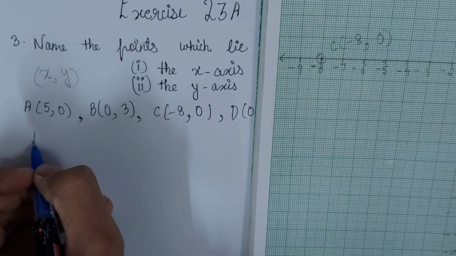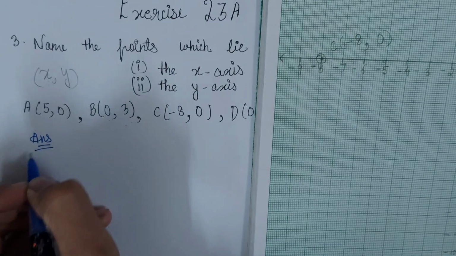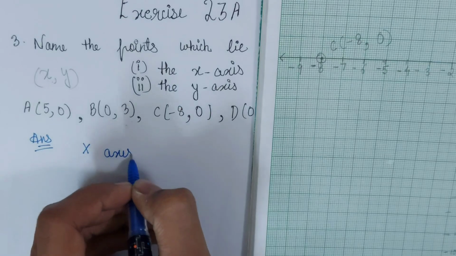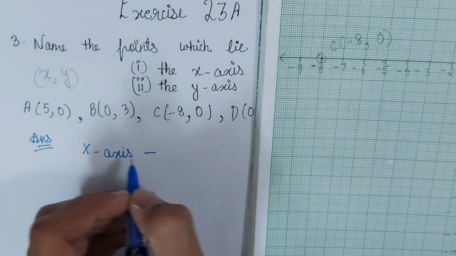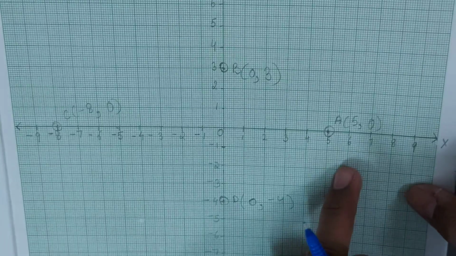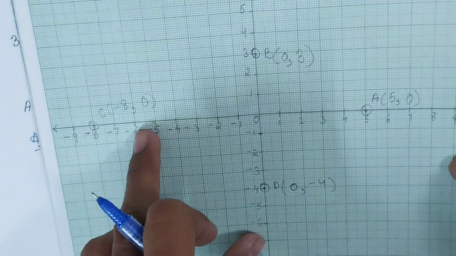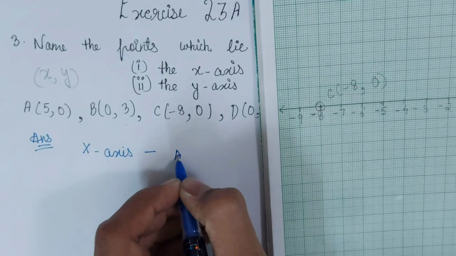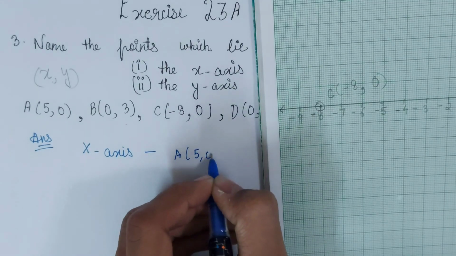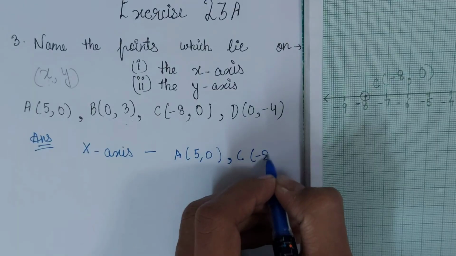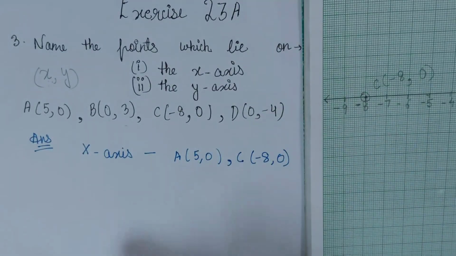Let's write down the points which lie on the x-axis. What are those points? Look here and tell me. You have A, that is 5 comma 0, and C, that is minus 8 comma 0. So one point is A, that is 5 comma 0, and then you have C, that is minus 8 comma 0. Fine.